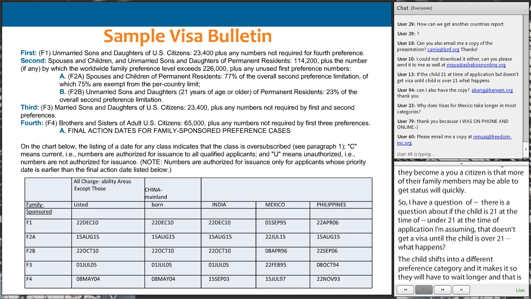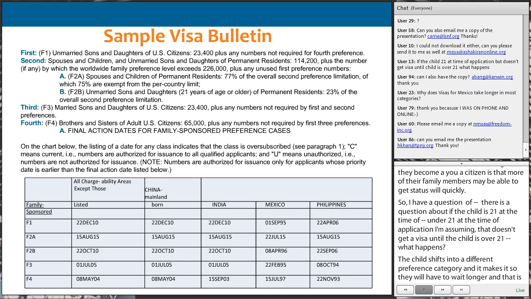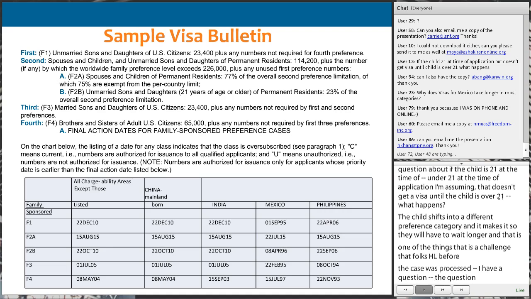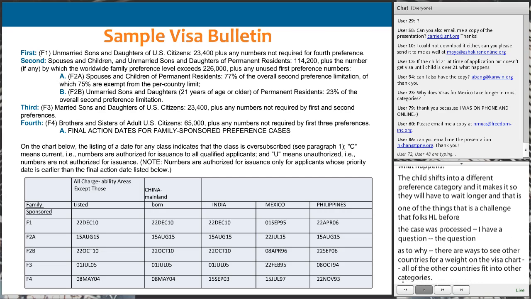And then I have a question. Is there a way to see other countries for the wait on the visa chart? All of the other countries fit into the first category, which says all chargeability areas except those that are listed. The ones that are listed are countries where there tends to be higher levels of immigration, but if the country's not listed, it falls into the category on the left.